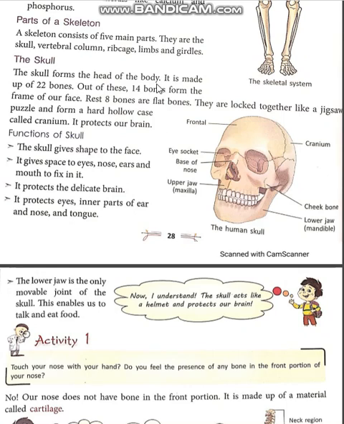Yesterday, we learned about the different parts of the skeleton system. They are five in number. I'll mark it for you. These are the five main parts of the skeleton system: the skull, vertebral column, rib cage, limbs, and girdles. Let me show you the image again.